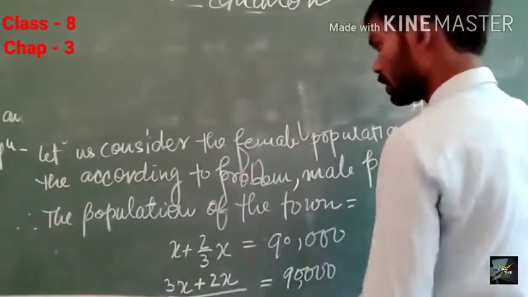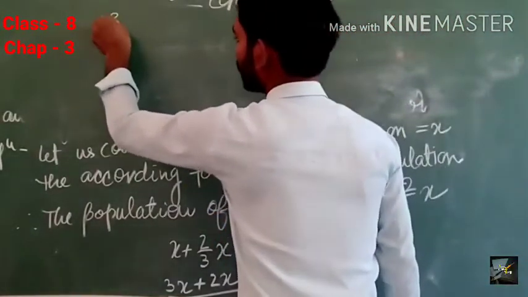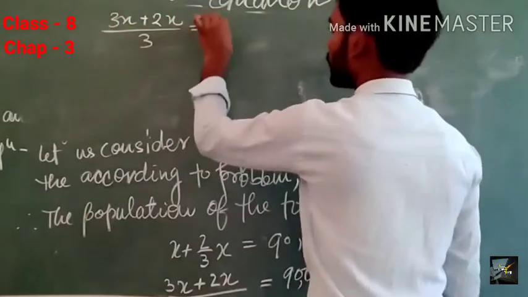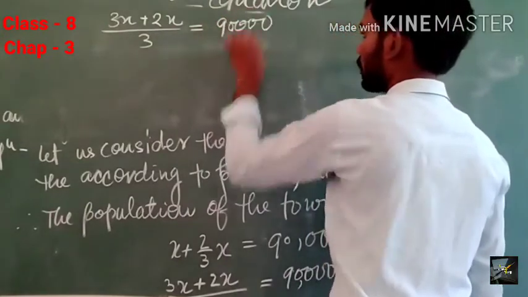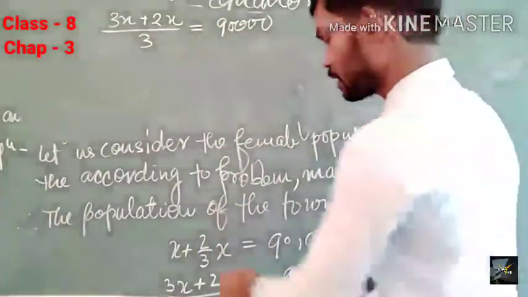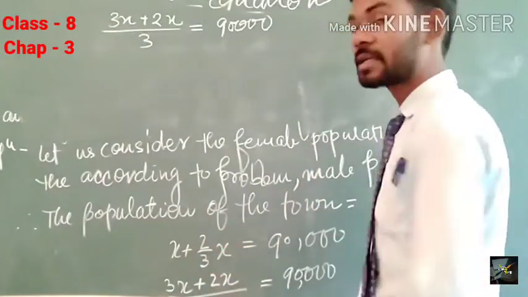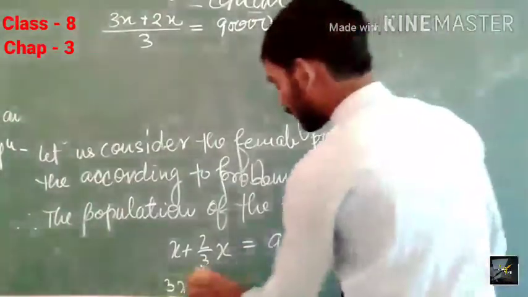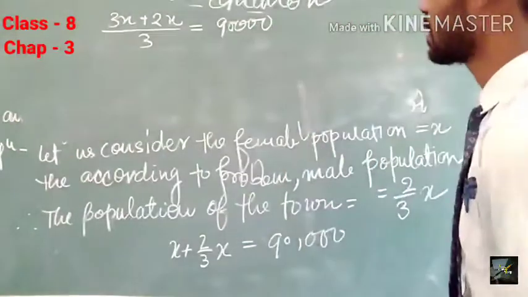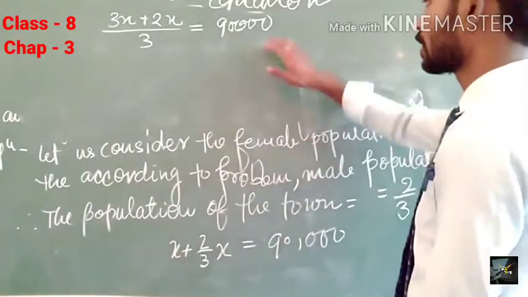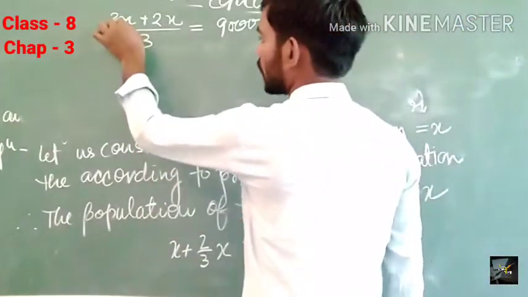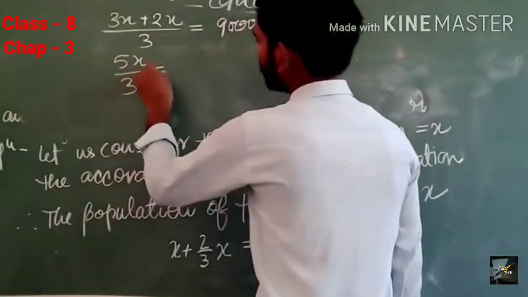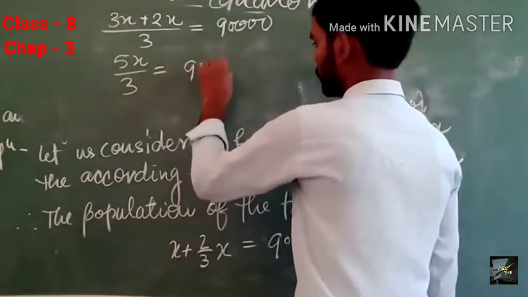So this line may be rewritten here as x + 2x/3 = 90,000. Here we can see that x and 2/3 x are two fractions that are to be added. So when we add, we get (3x + 2x)/3, which is equal to 90,000. Now 3x + 2x becomes 5x/3, which is equal to 90,000.